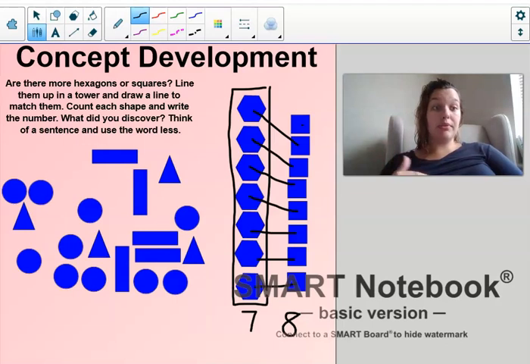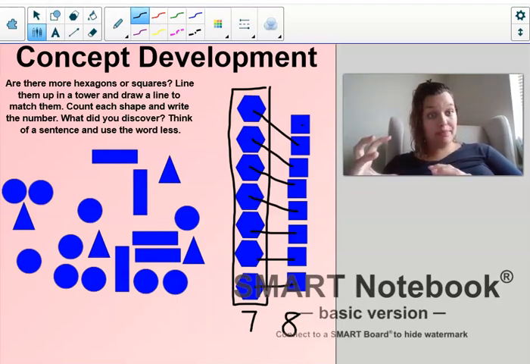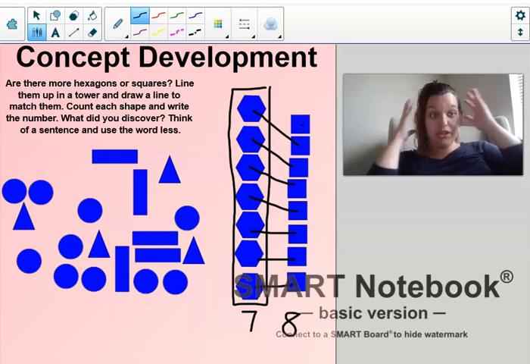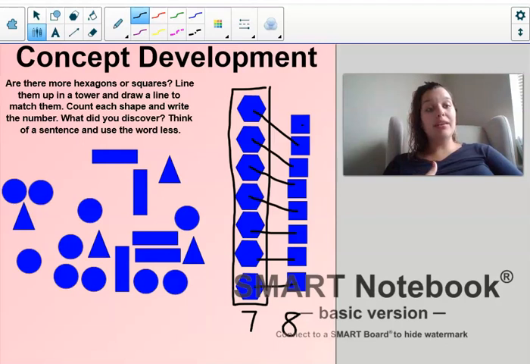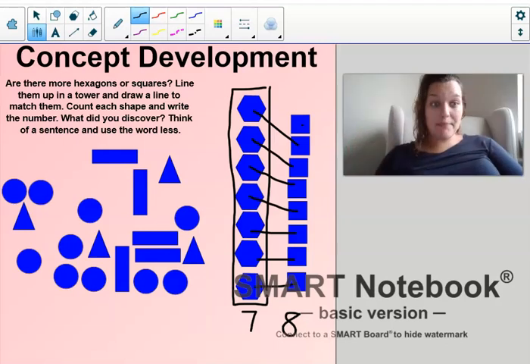Okay, we are going to do one more. I'm going to set it up for you, but then I'm going to have you do it and pause me, because you're going to think about your number sentence, or your number statement, I'm sorry. You're going to think about that and then we're going to come back and work through it together, okay?